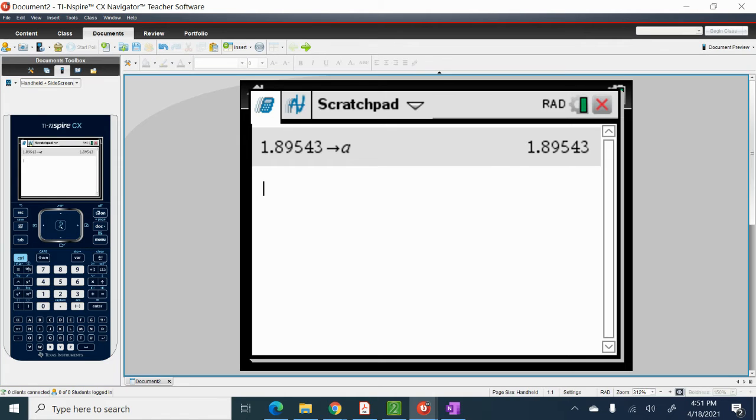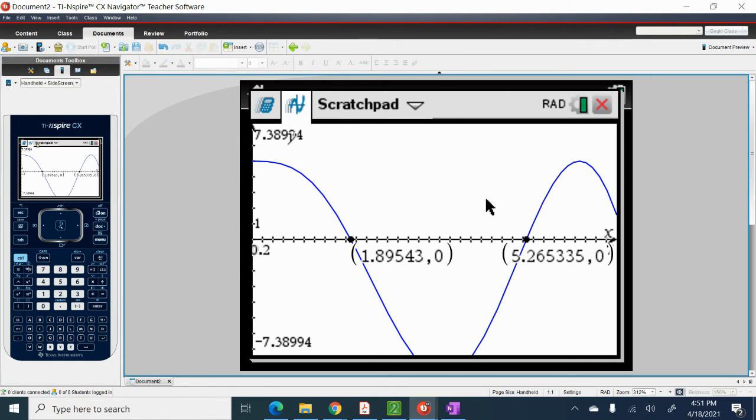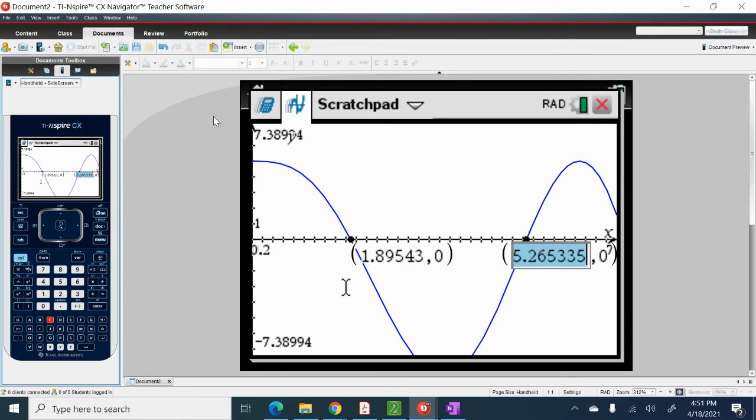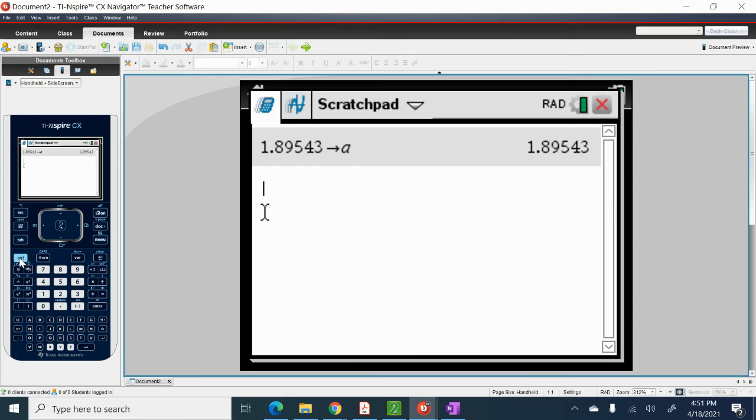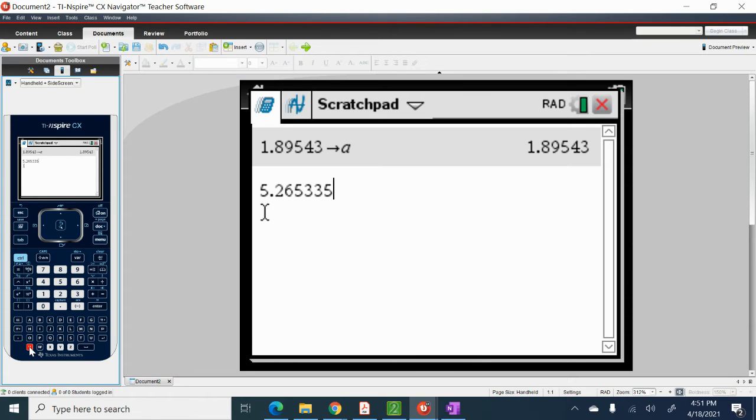All right, then I'm going to grab the other one. So I'm going to click once, click twice, Control C. Come here, Control V. And then Control var for store, and I'm going to put it into B.